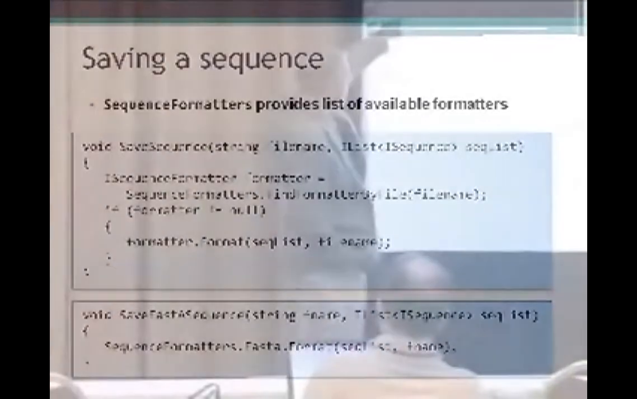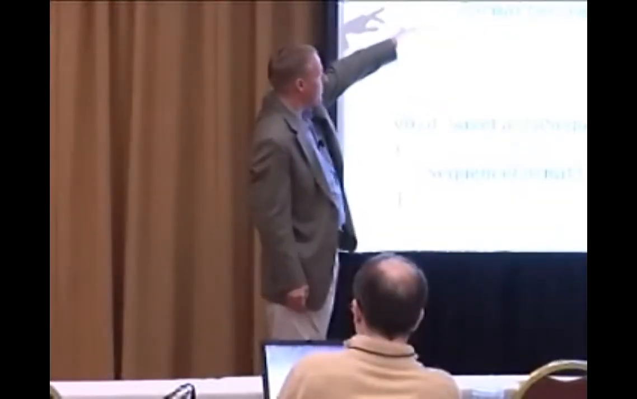So here's an example. I create my formatter itself. I can use FindFormatterByFile off the SequenceFormatters static class. That hands me back a formatter that then I could call Format on and pass it a file name, and it would take the list of sequences and write it out in that particular format. Depending on the format, it will preserve metadata and sequence information. Some formats don't support that, so that would be stripped out if the format itself doesn't support it.